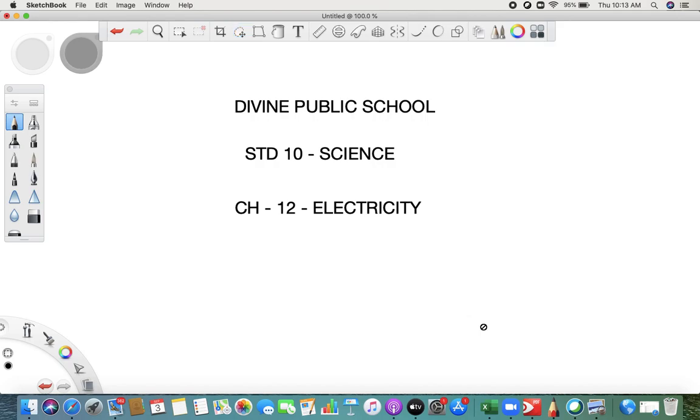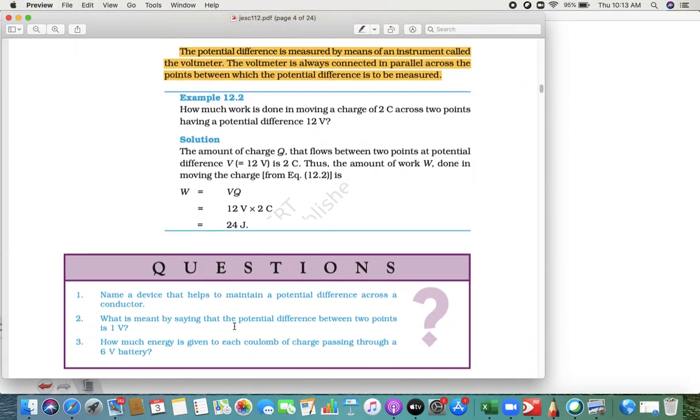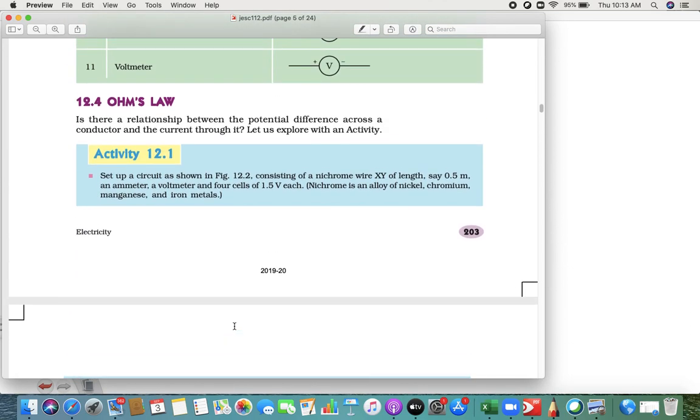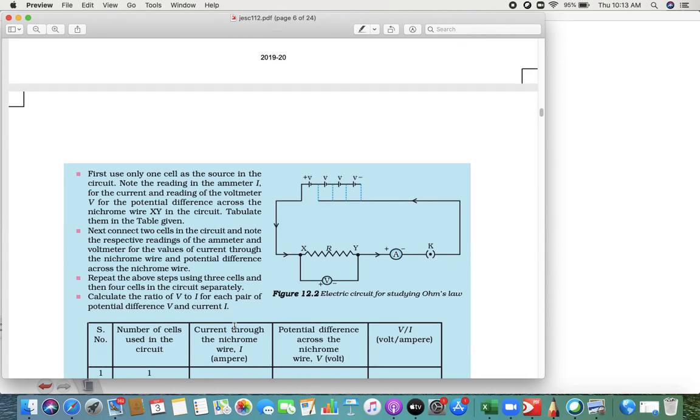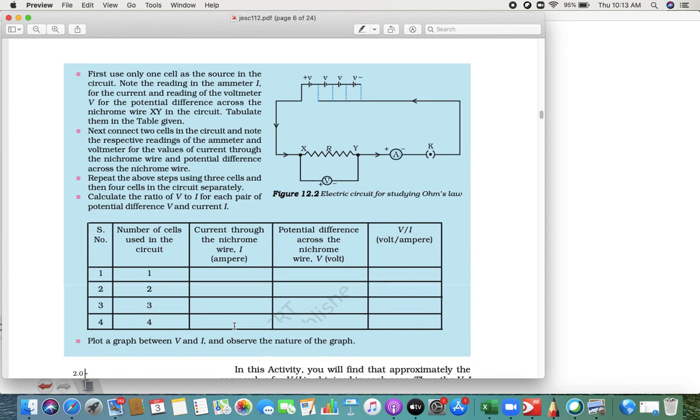I'm your science teacher. We are learning chapter 12, electricity. Now, what we learned last time was about resistance: according to Ohm's law, V is equal to IR. When you take the ratio of V upon I, you will get the resistance, and for that this experiment is there. As I told you, they keep on changing the voltage and keep on measuring the current.